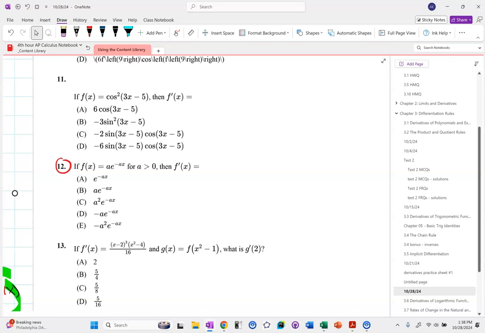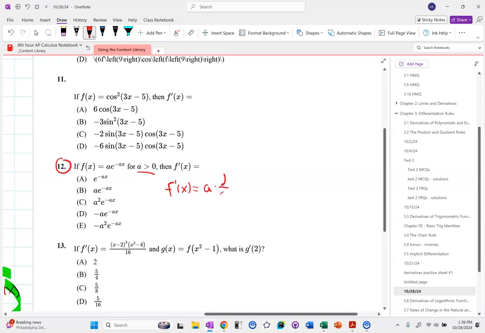So it says that if f of x equals a times e to the negative ax, then f prime of x equals what? Okay, well, let's start by taking the derivative. Here we're told a is just a constant. So if I'm taking the derivative of a e to the negative ax, I can just pull the a out front. When I look at e to the negative ax, that is a composition of two functions, e to the x and negative ax.